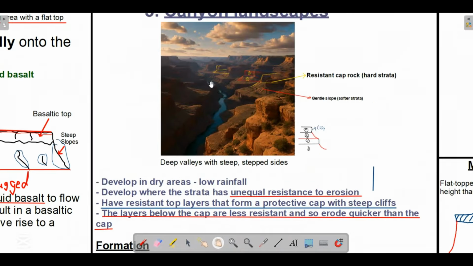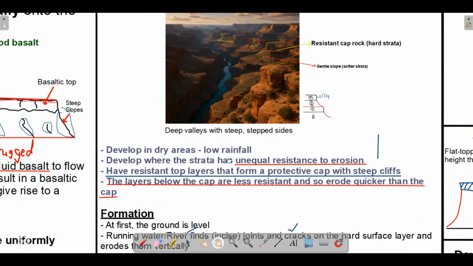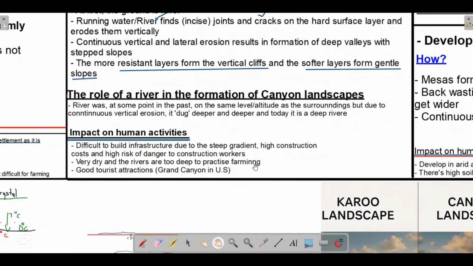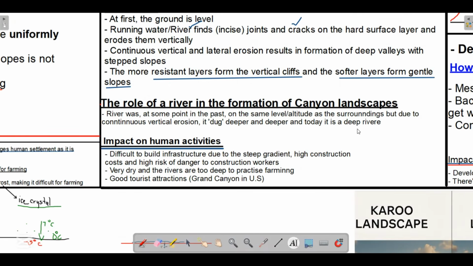This river at some point was at this particular level back then, but because it kept on digging, it kept on removing the material, now we have a shape that looks like this. So this is how it happens, and a river is so important in canyon landscapes. Yeah, that should be deep river.